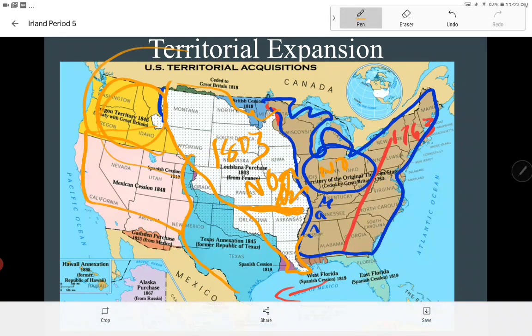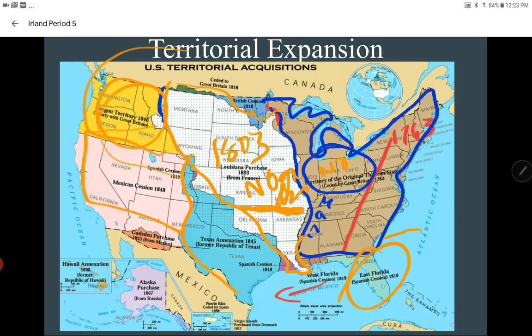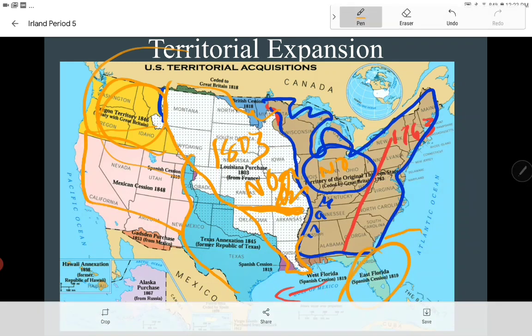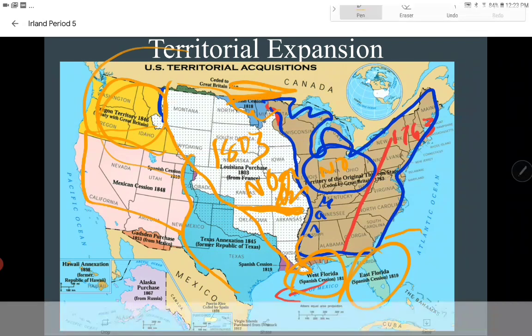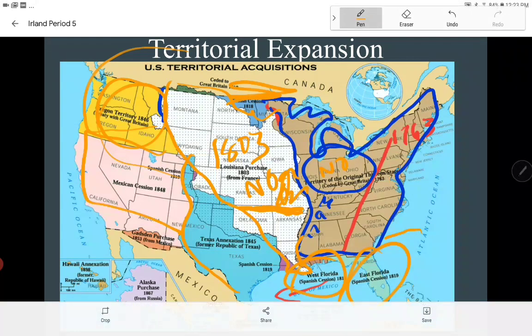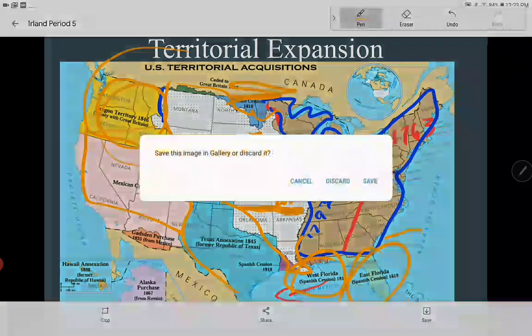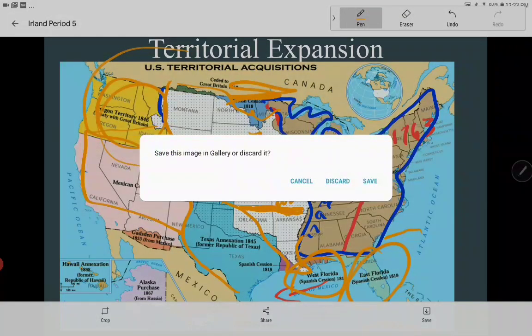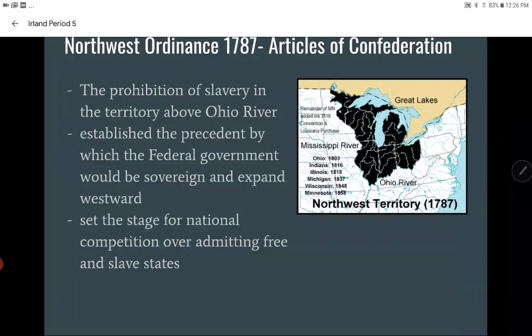So as we are extending, we get Florida in 1819. We get West Florida in 1819. We kind of make this border in, and we are expanding consistently throughout this time. So we're going to take a look more at territorial expansion, but that's just the broad view.